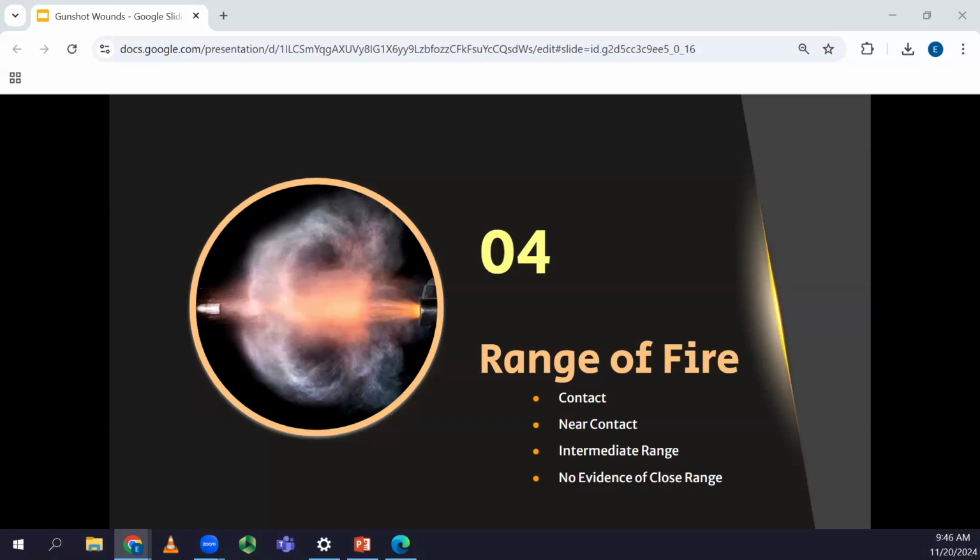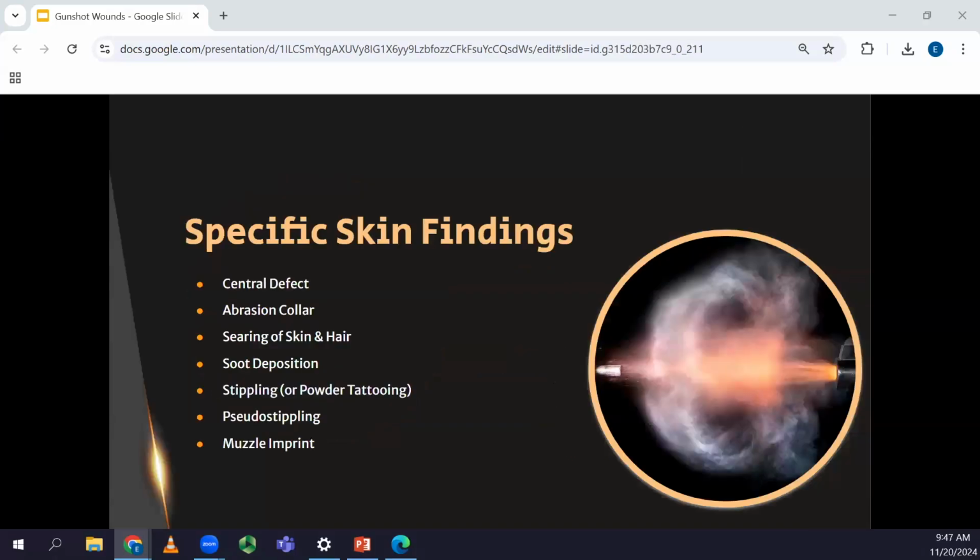And it's very hard to determine distant range, because an individual can be shot at close range but could have another object in front of the weapon, and then they won't have the same signs that you'd be looking for with close range, even though it is close range. So we don't tend to say distant range, we just say no evidence of close range, forensically at least.